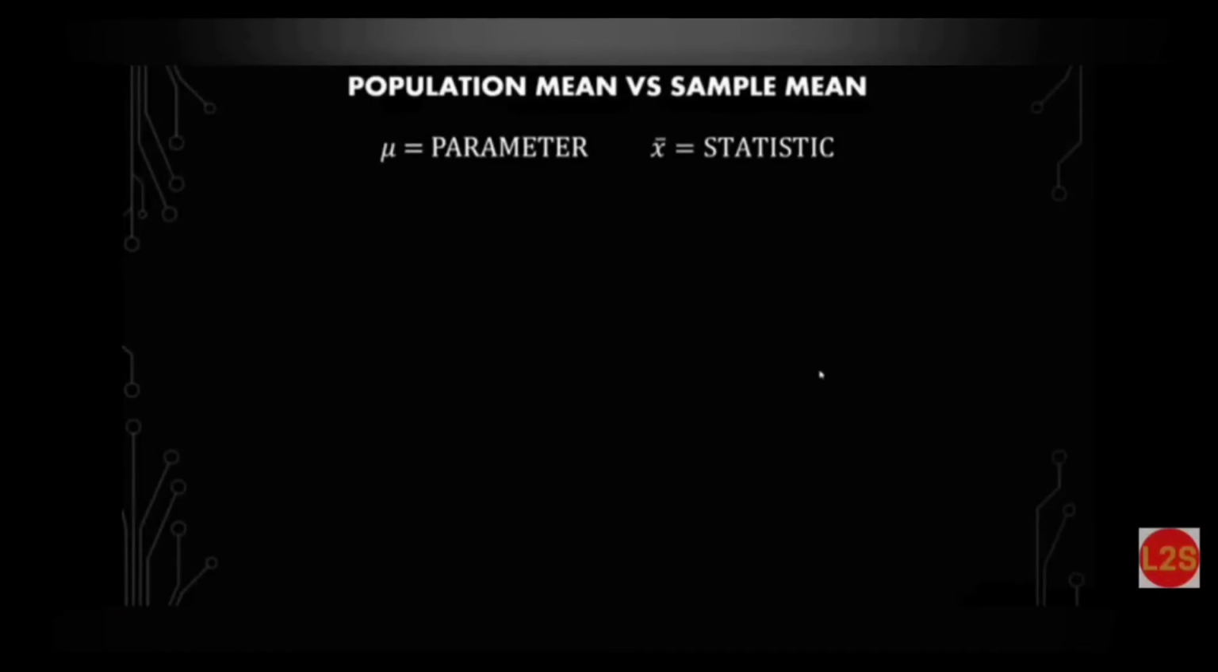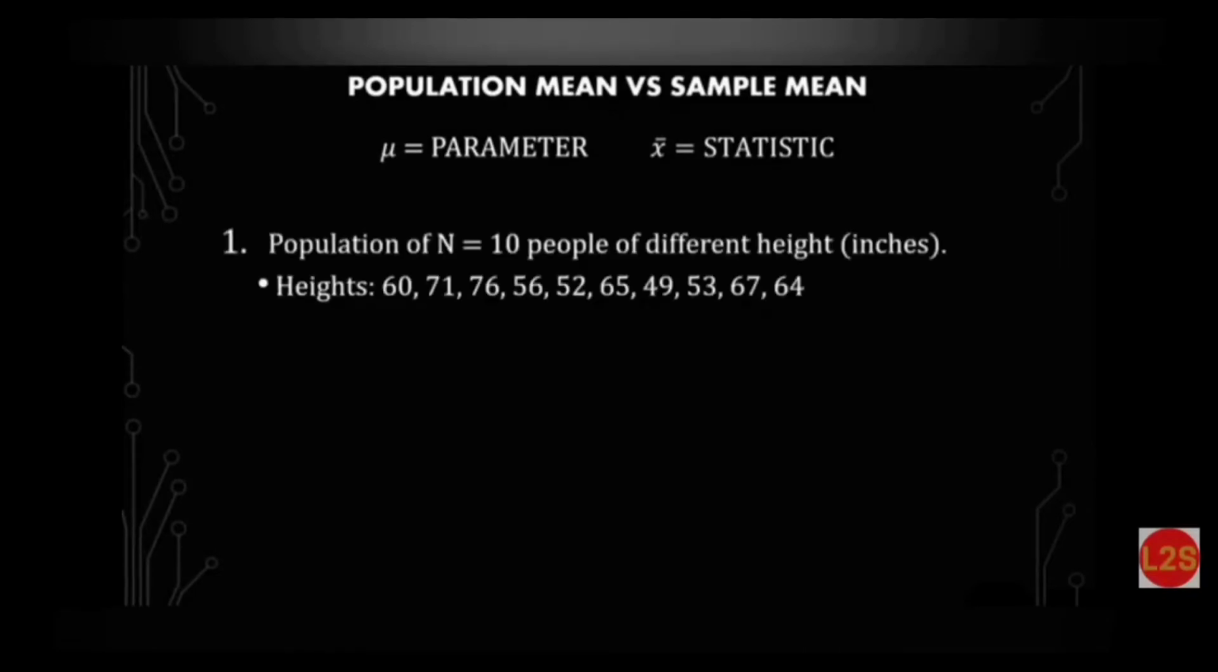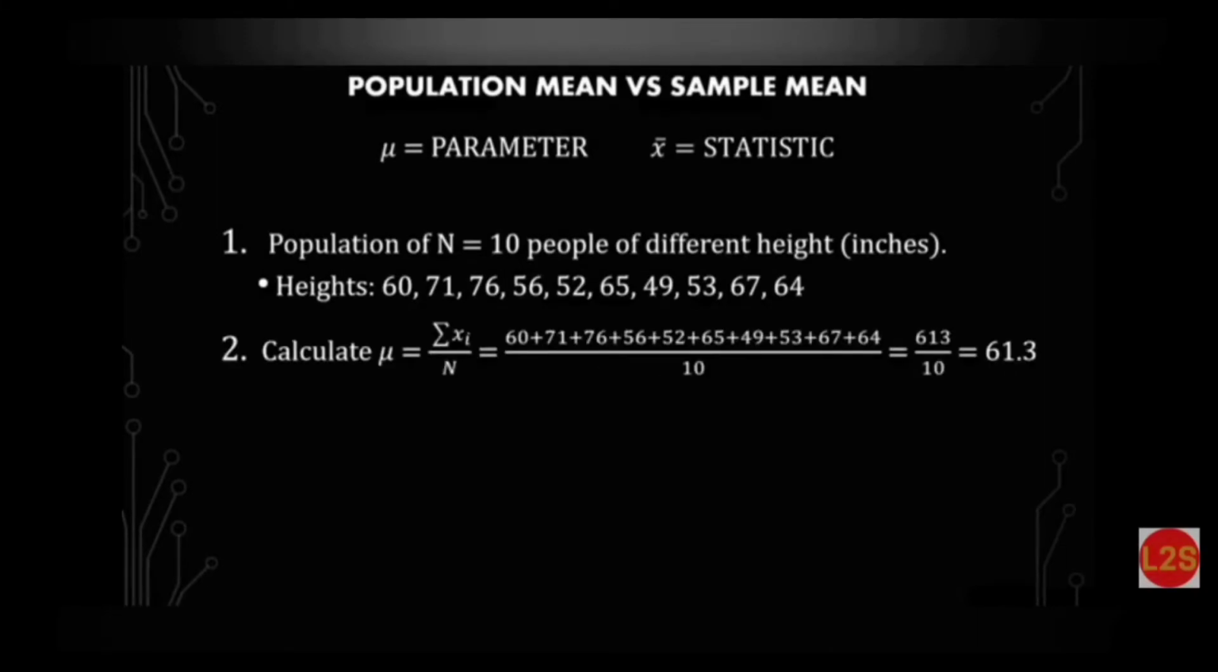For visualization, I'm going to be using a fairly simple population. It's only going to be a population of 10 people of differing heights, and so here are the numbers of the heights. So how do you go about calculating that? The calculation for mu is the summation of each x divided by capital N. So capital N in this case is 10, and then for the summation we have 60 plus 71 plus 76 plus 56 plus 52 plus 65 plus 49 plus 53 plus 67 plus 64, which gets you 613 over 10, which equals 61.3. So now we know the parameter mu is 61.3 inches.